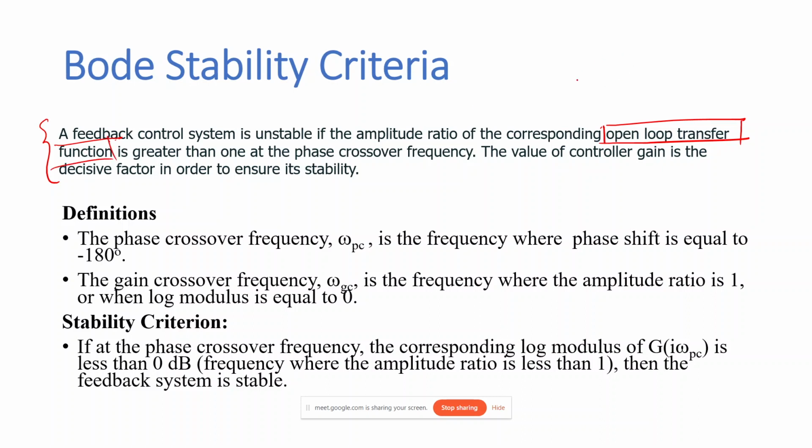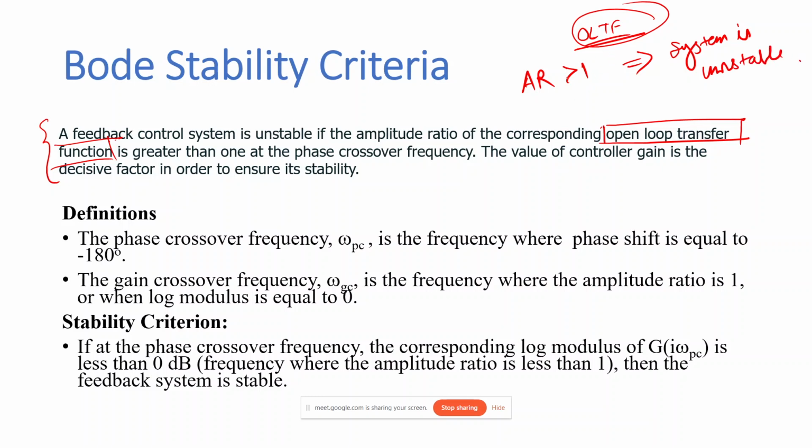So given any system, we'll first write the open loop transfer function, and then it states that the system is unstable if the amplitude ratio is greater than 1. That is, we will find the amplitude ratio of this open loop transfer function, and if it is greater than 1, that implies the system is unstable. And this amplitude ratio should be calculated at the phase crossover frequency. This phase crossover frequency is an important term, and we will see how we can calculate it.